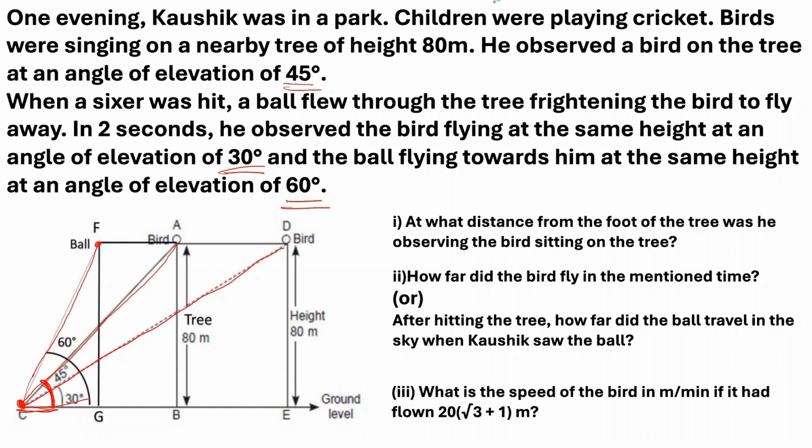Don't be confused. The first question: at what distance from the foot of the tree was he observing the bird sitting on the tree? So what is the distance between the tree and Kaushik? That is the first question. Kaushik was observing the bird. The bird was first at point A. So the foot is here at B, and the distance is CB. We have to find CB.